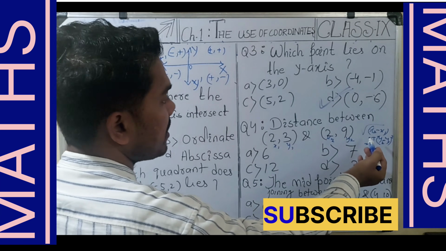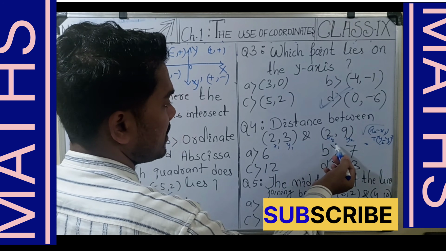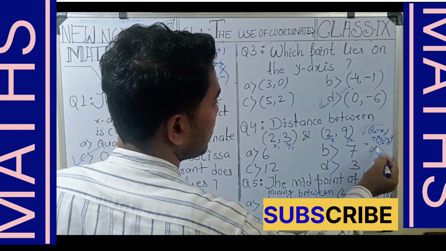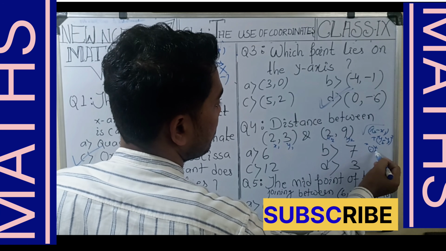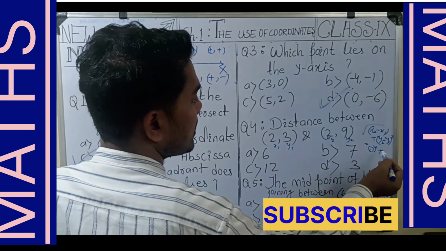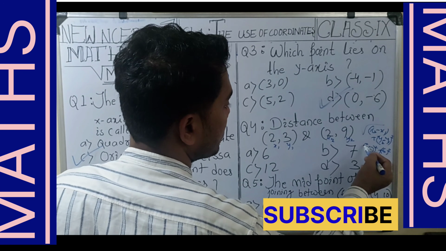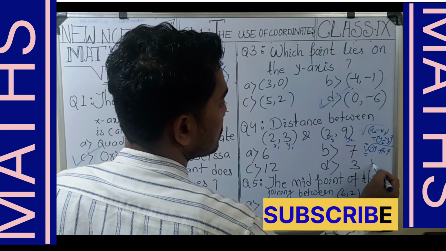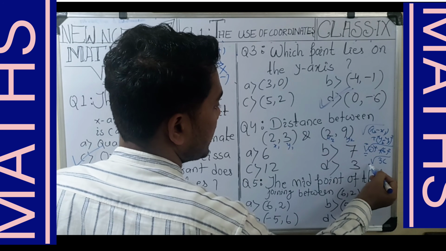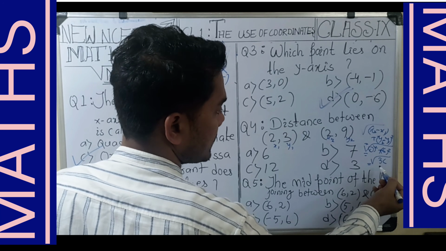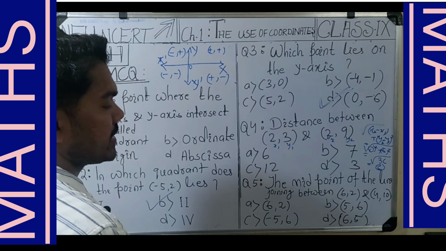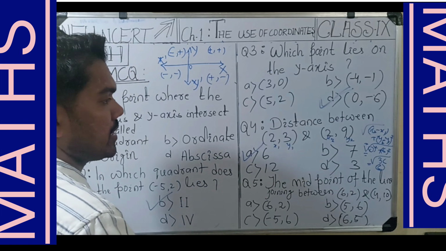If you put this in the formula, root over (x2 minus x1), that is 2 minus 2, that is 0, whole square, plus (y2 minus y1), that is 9 minus 3 is equal to 6, whole square, whole root. 0 square is 0, 6 square is 36, and the square root of 36 is 6, so the answer is 6. Which option is the correct answer? Option number A is the correct answer, students.